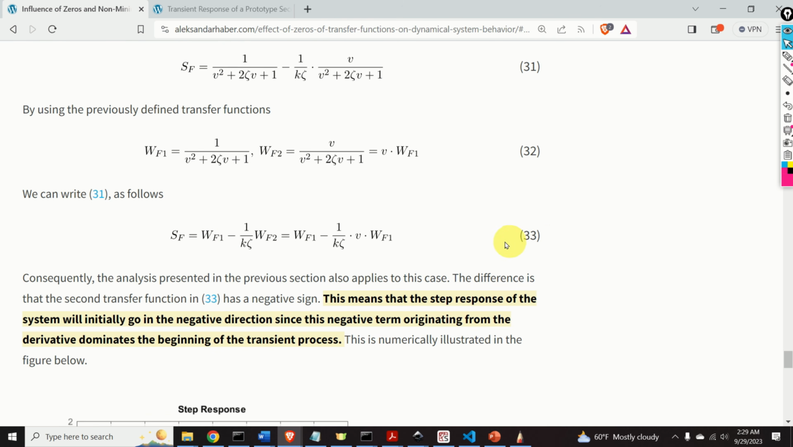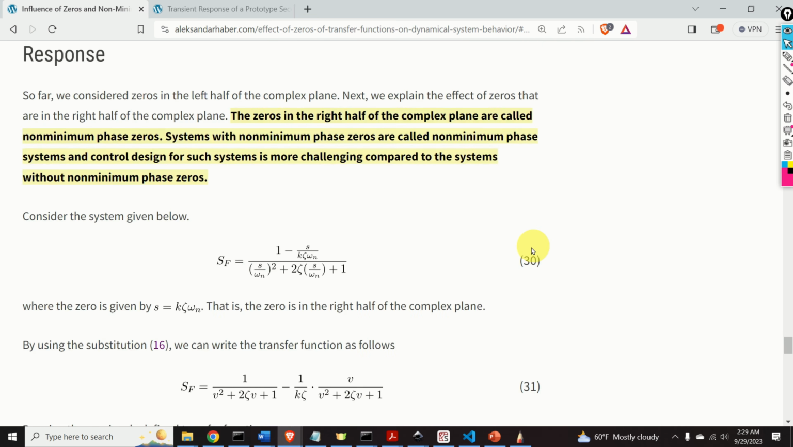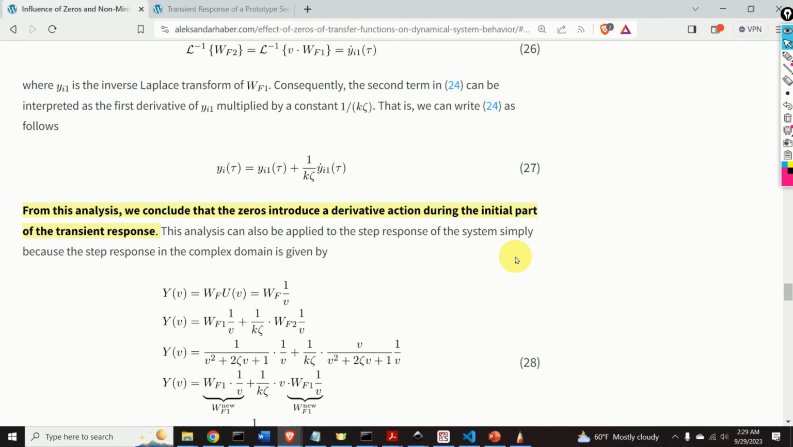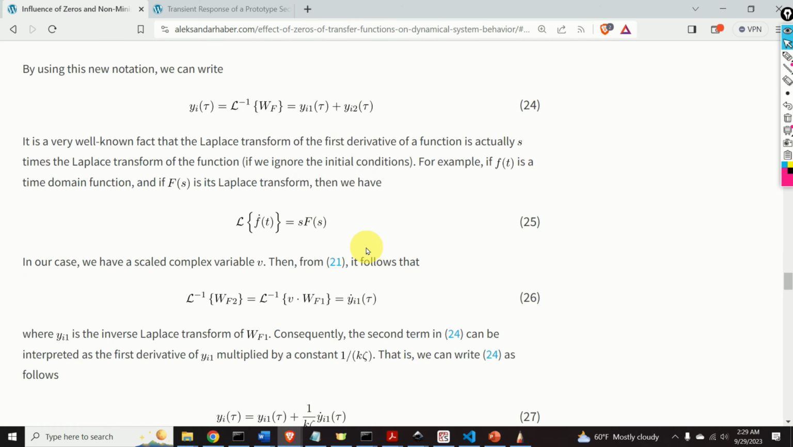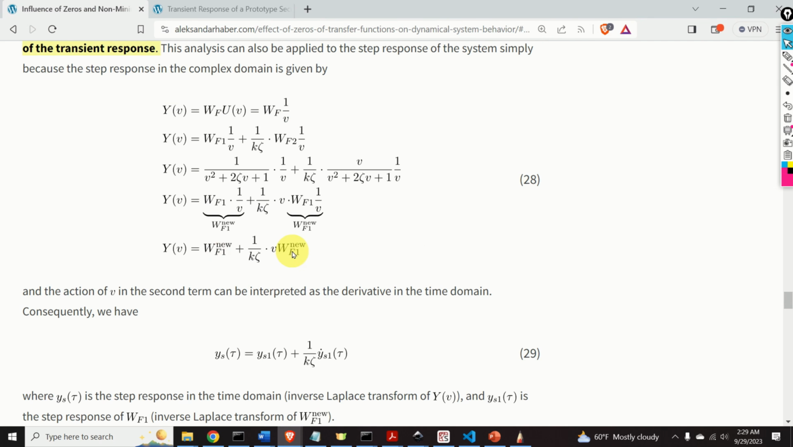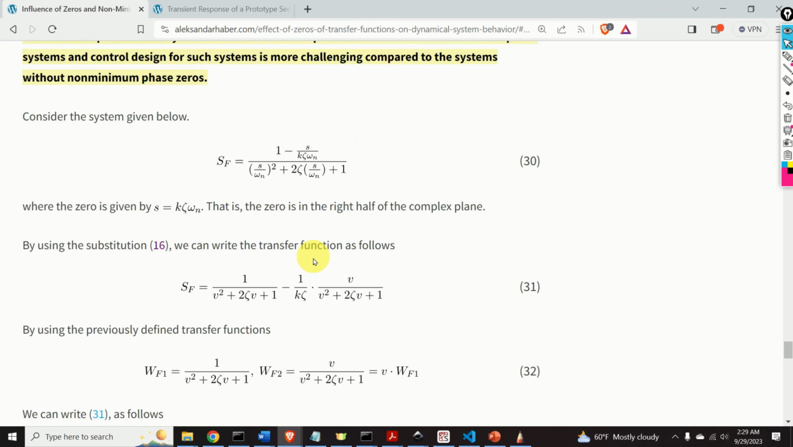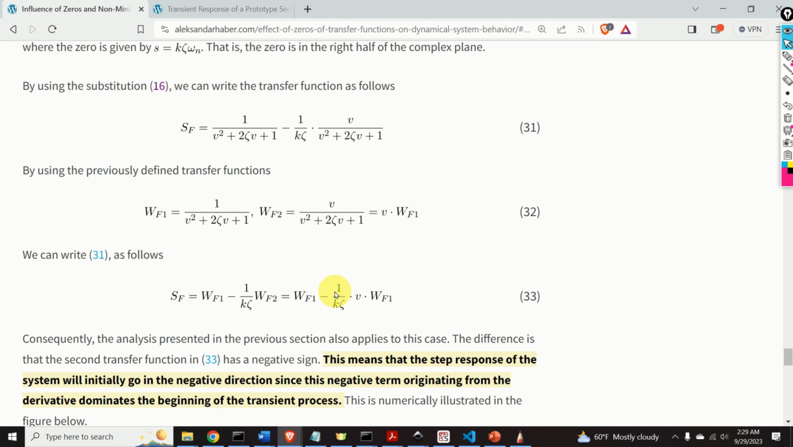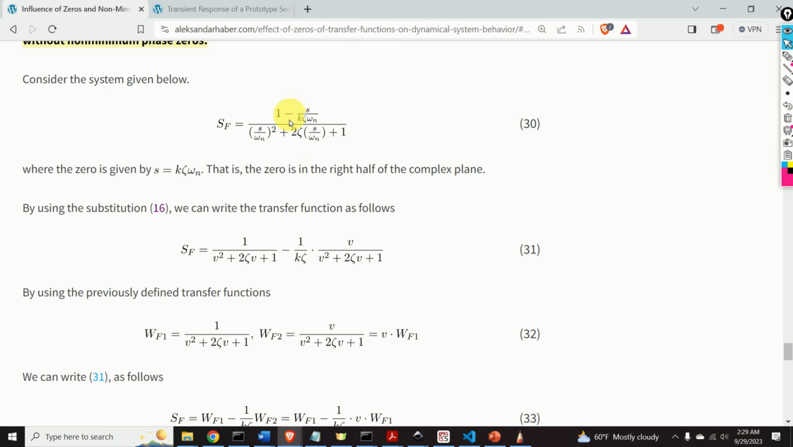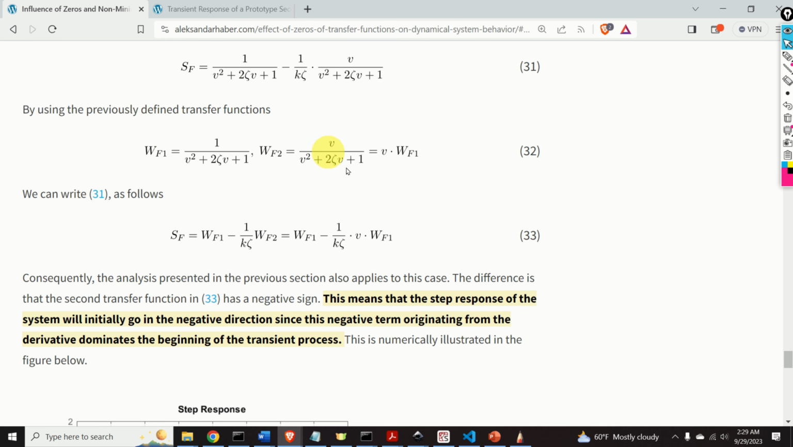Now, you can compare this equation, equation 33, with the equation given over here, this equation. Or you can even compare it with this equation. You will see that fundamentally the only difference is in the minus sign. And here it is. And this minus sign is the direct consequence of the fact that the zero of this system is in the right half of the complex plane. So this minus sign will create this minus sign, and this minus sign will create big problems.